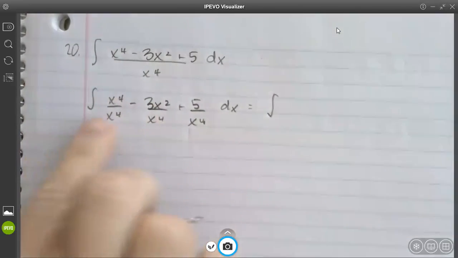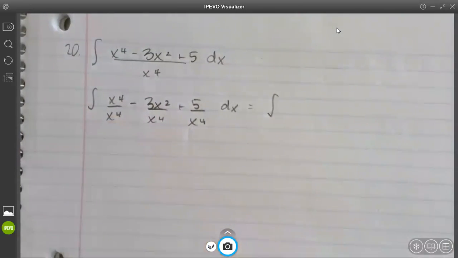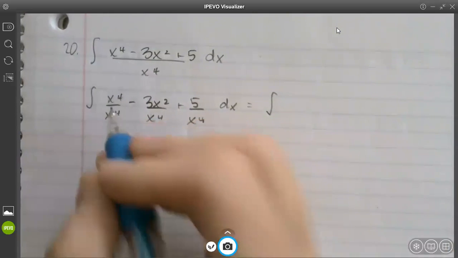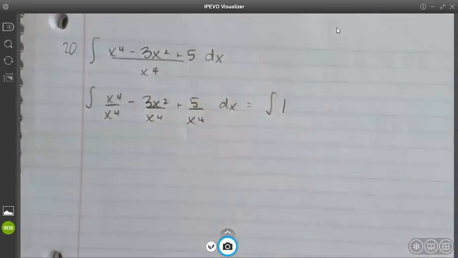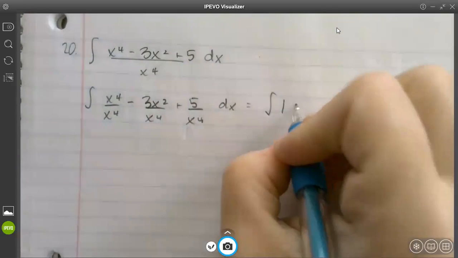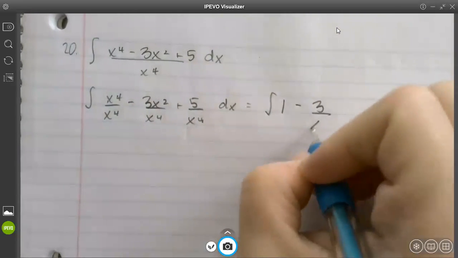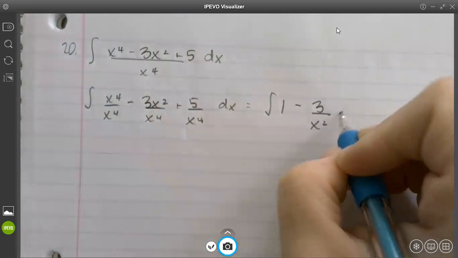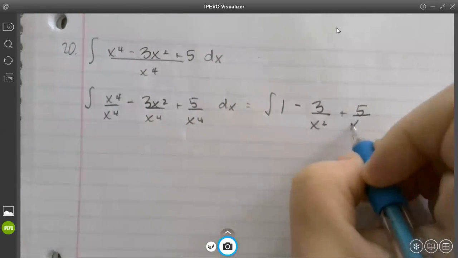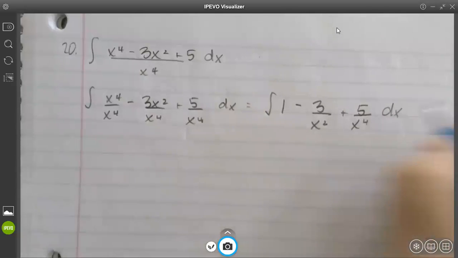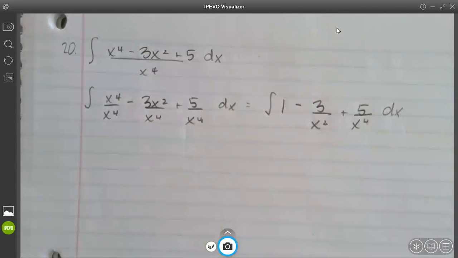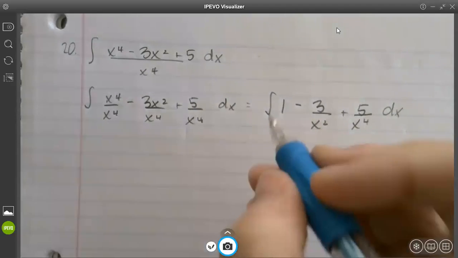Finish it by reducing it and then doing the antiderivative. X to the fourth over x to the fourth is 1. The next one is going to be 3 over x squared. And then 5 over x to the fourth. Anything higher than the 1 power on the x's, you're going to pull that x to the top. So if it's on the bottom and it's a single x, there's a different antiderivative for that.